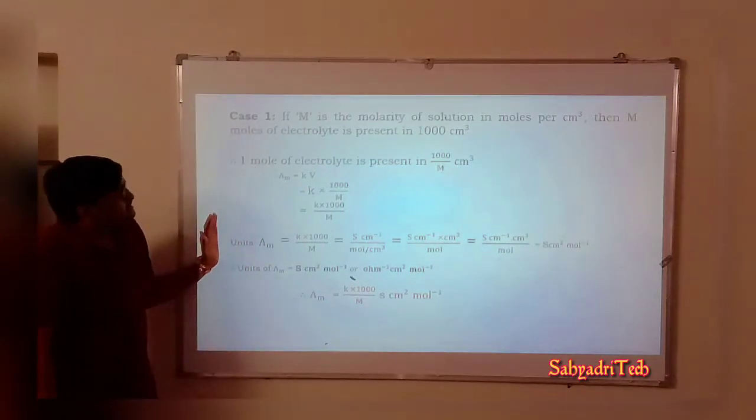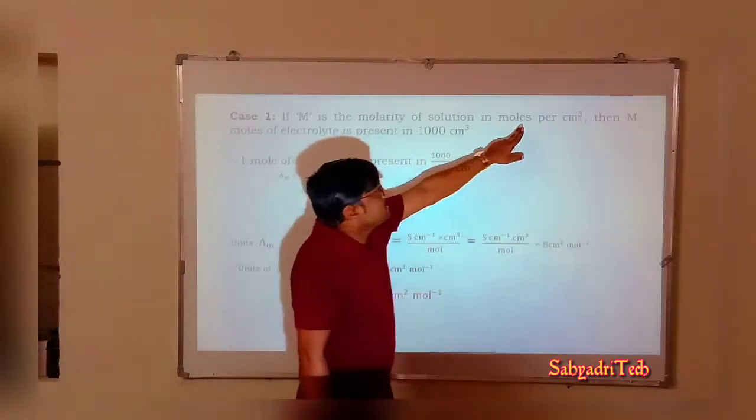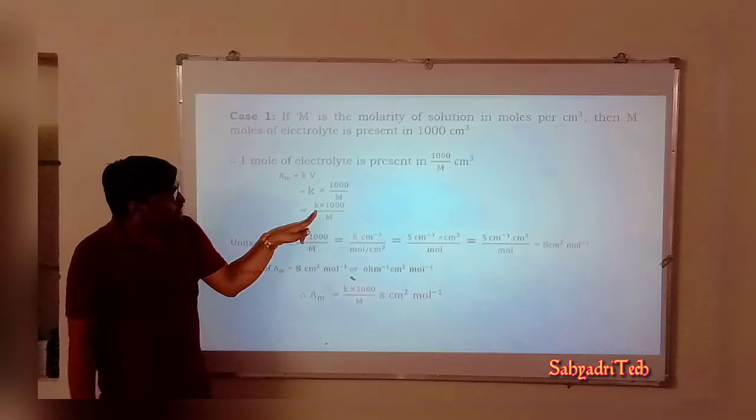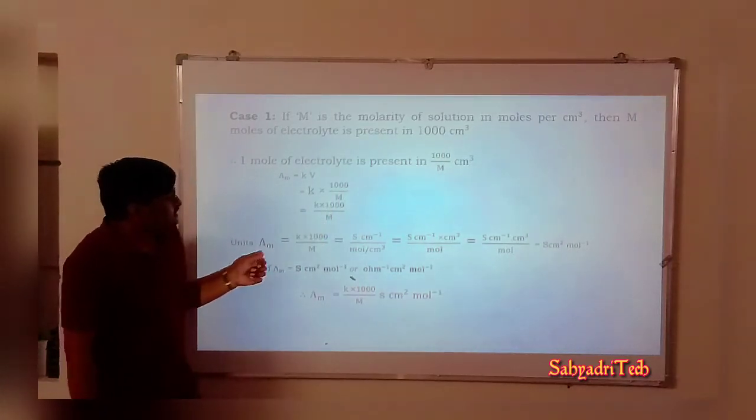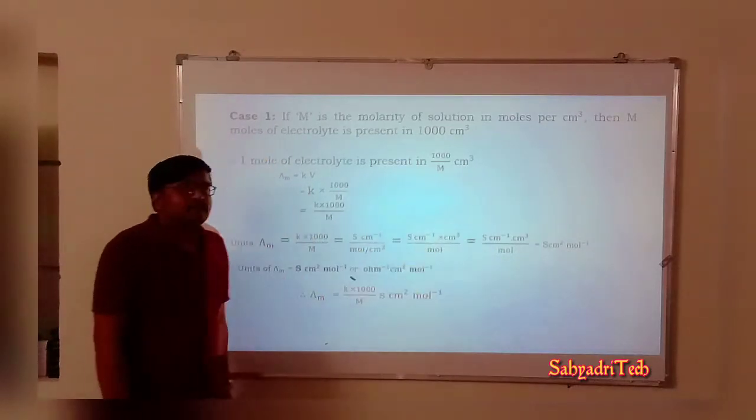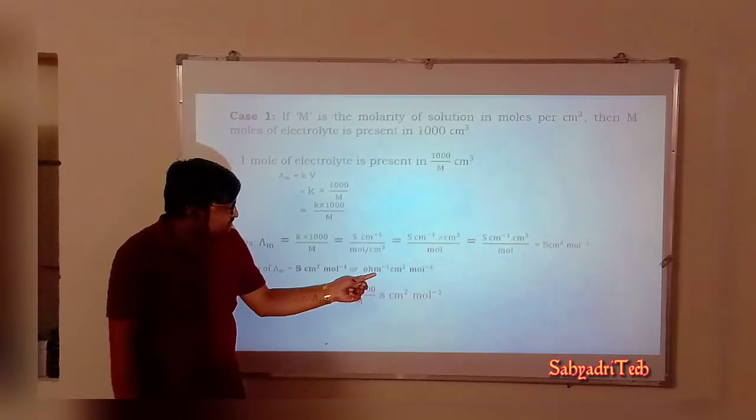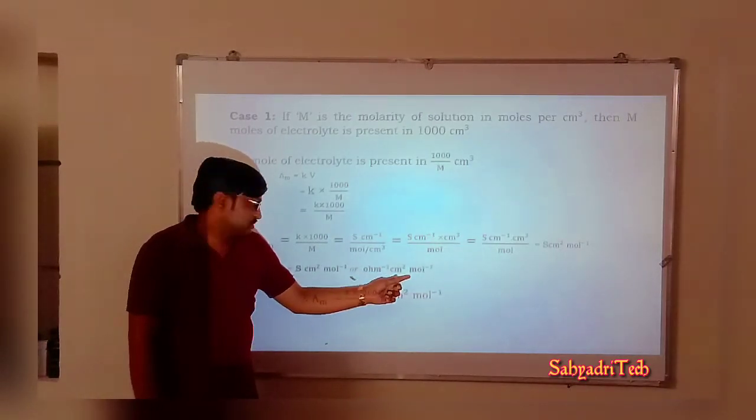When it is the case that molarity of a solution is expressed in terms of mole per centimeter cube, then the formula will be lambda m is equal to kappa into 1000 divided by m. And what is the unit? Siemens centimeter square per mole is the unit. Siemens we know is per ohm. So we can say per ohm centimeter square per mole.